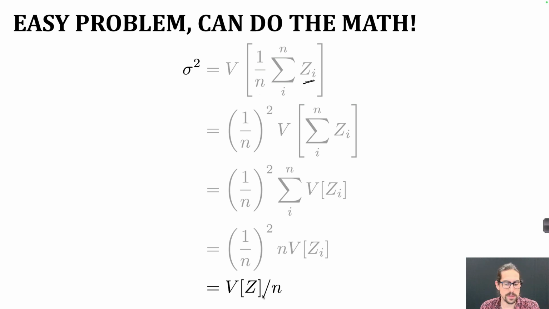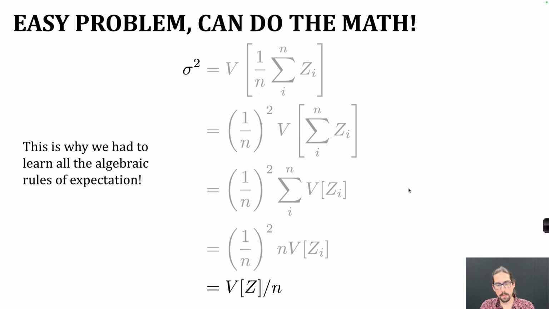Here z represents the generic distribution of each of the z1, z2, z3, etc. And this is what we've got. So what we have here is an expression for the variance. This is, recall, the variance of our estimate of the population mean.